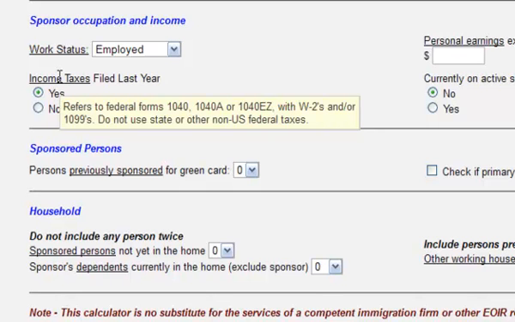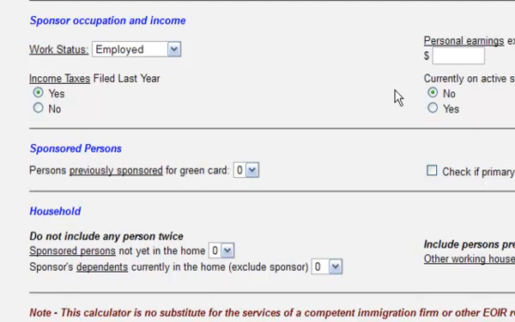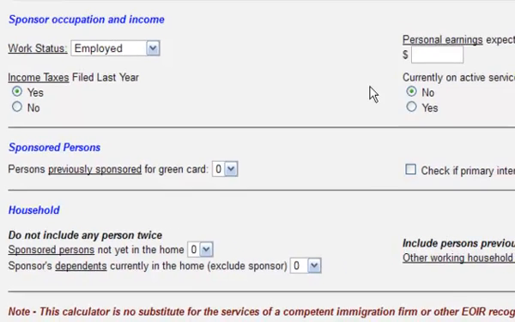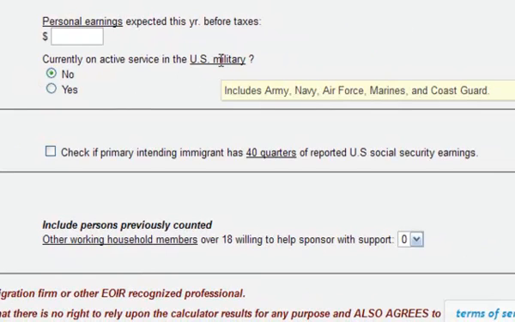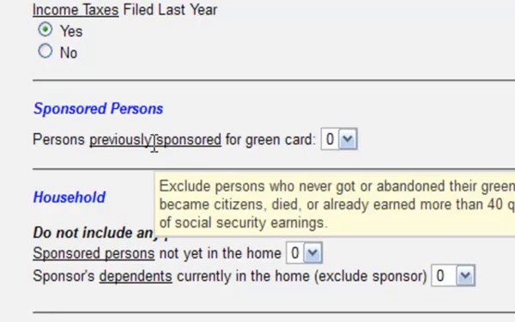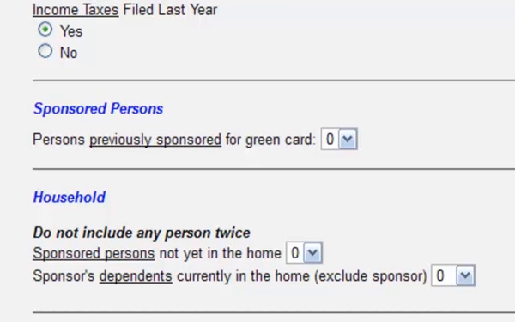We saw an example of such taxes earlier. Usually it's the Form 1040 or the variants of it along with the W-2 and, if necessary, a 1099. Whether the person is on active U.S. military service, which includes, in addition to the basic services, the Coast Guard, whether persons have been previously sponsored for the green card, and if so, whether they have worked for 40 quarters with reported U.S. Social Security earnings. The household details are important.